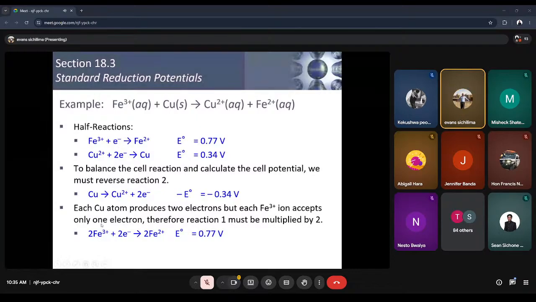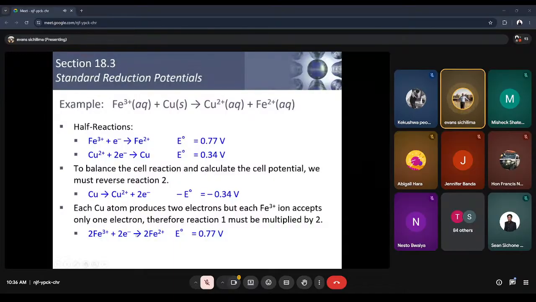So now, if copper is losing 2 electrons, where is the other electron going? So we need another iron ion to gain that other electron. That's why we are multiplying this half reaction throughout by 2.